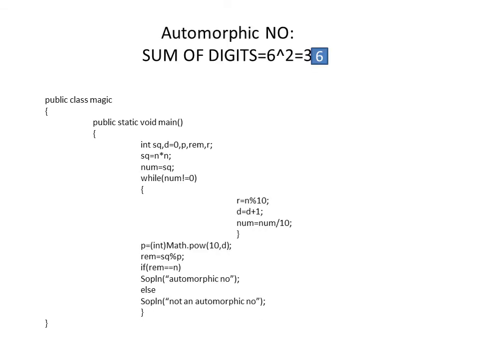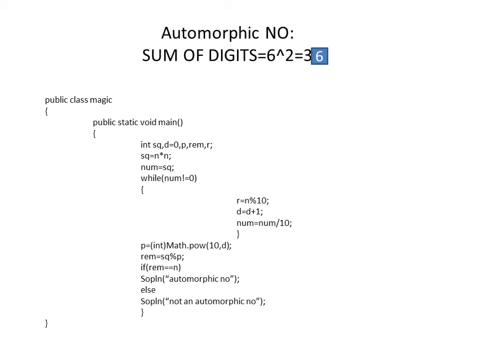An automorphic number is a number whose square ends with the number itself. But how? Sum of the squares. Take 6. 6 squared is 36, and the last digit in 36 is actually 6. So that is an automorphic number.